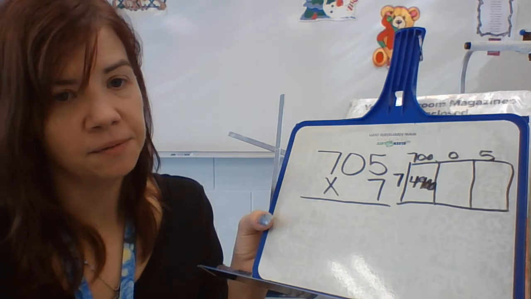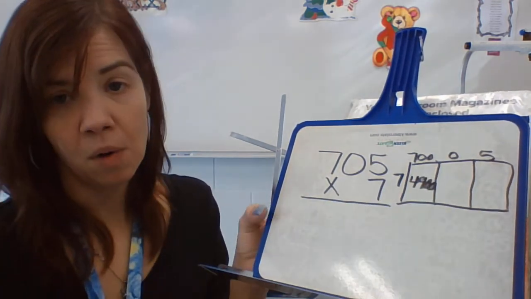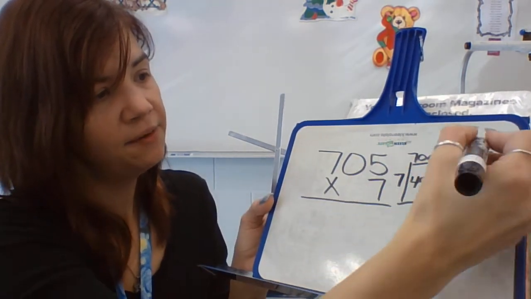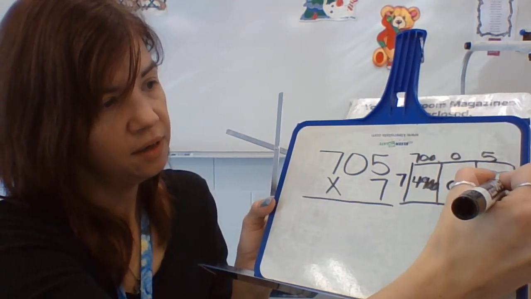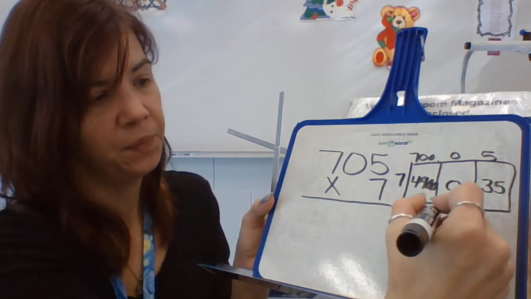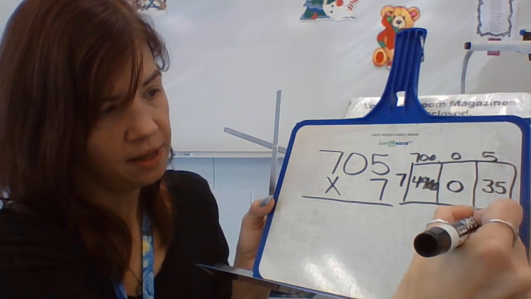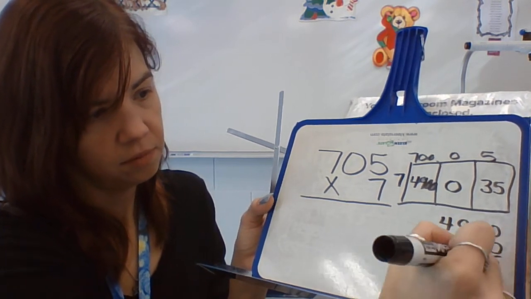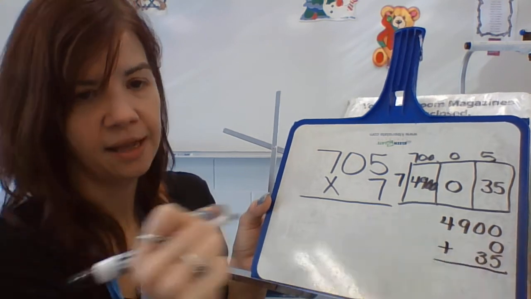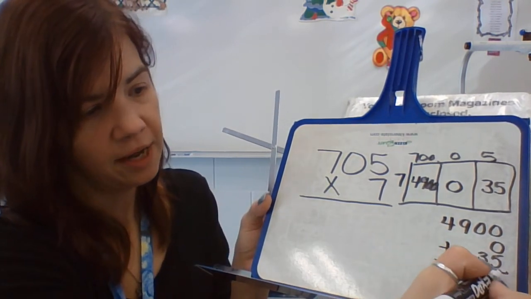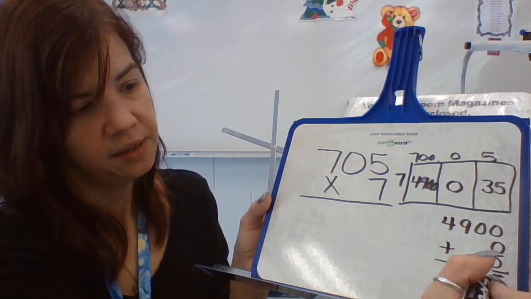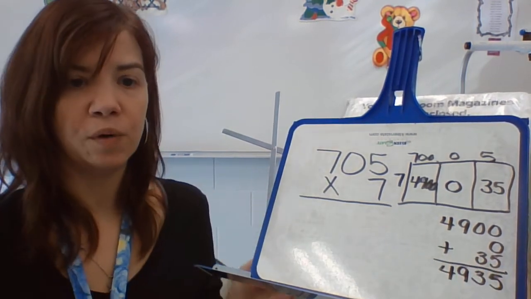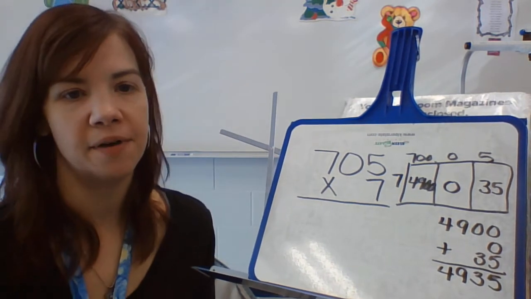Sorry, a little squish there. 7 times 0, well, again, anything times 0 is 0. And 7 times 5 is 35. And then we line them up and add them up. 0, 0, and 5. 0 and 3. 9 and 4. So we should get 4,935.